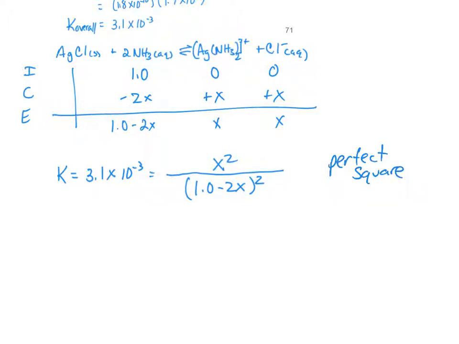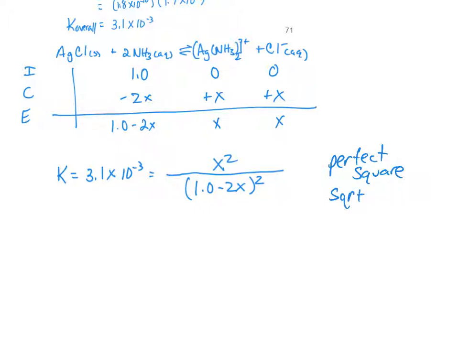If it wasn't a perfect square, now this K value is actually kind of big, so we probably couldn't assume that x was small, so you might have to go through and do the quadratic. That's an exceptionally ugly one. Keep an eye out for the perfect square. The other thing is, depending on the K value, you might be able to assume that x is small in relation to a number.